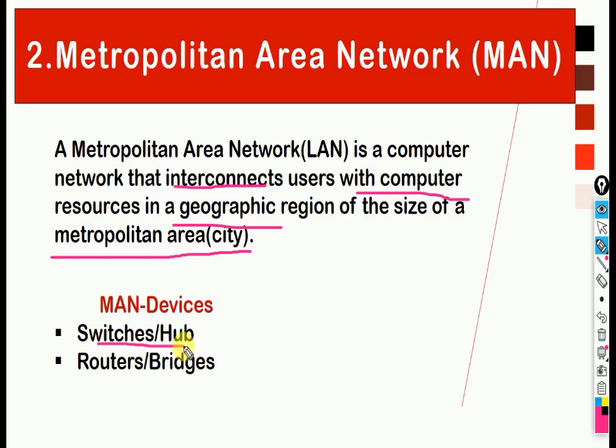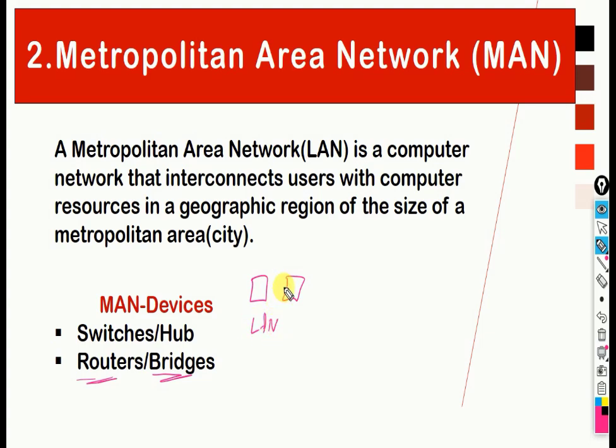The devices involved in this metropolitan area network are switches, hub for establishing a local area network. And to connect two local area networks, we need routers or bridges. As I already mentioned, there are minimum two local area networks, and these two local area networks are to be connected with each other with the help of a router or a bridge. We will see an example now.